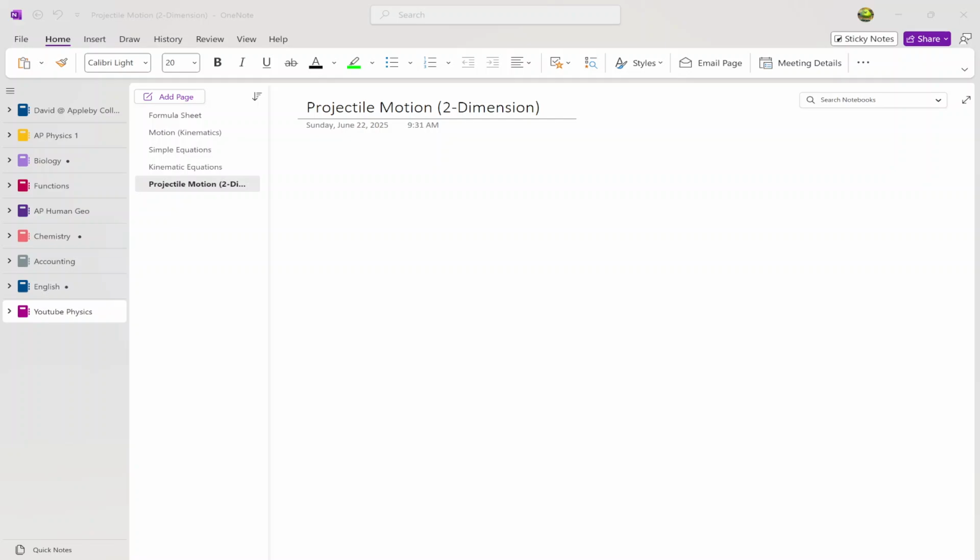Alright, hello my friends. Today we're going to be covering projectile motion, two-dimensional kinematics. I think we can cover what projectile motion is first, and then I'll also cover the actual breaking down of x and y's. So, what is projectile motion?